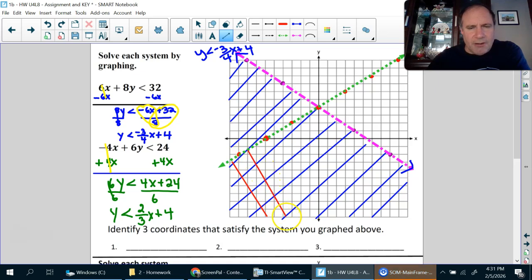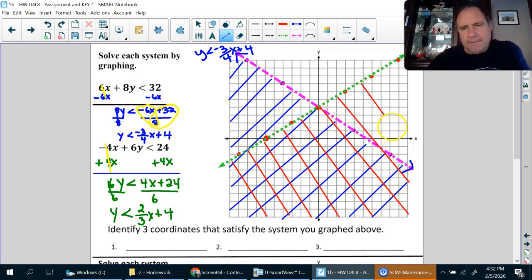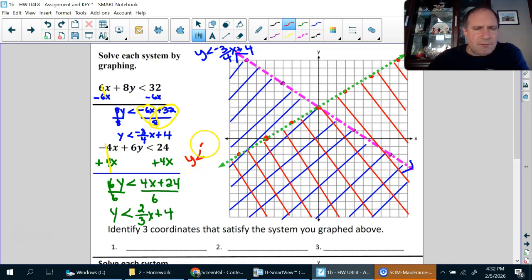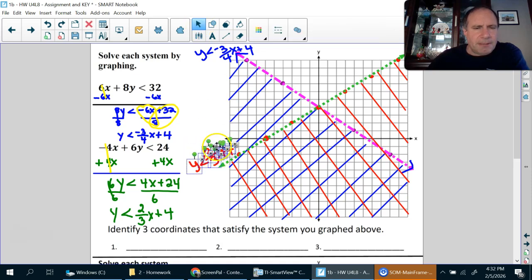Now, when I shade below, you notice that I am going right from the line that I need to go from, and I'm shading below until I run out of graph space. I just continue shading down because it's less than. Now I'm going to put over here y is less than 2 over 3 x plus 4. You can even move it a little bit closer to that line.